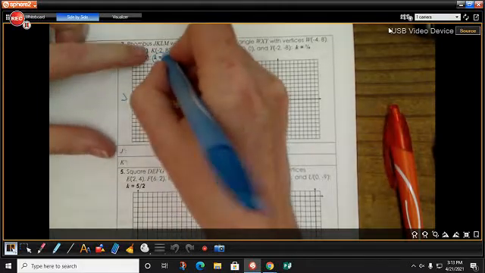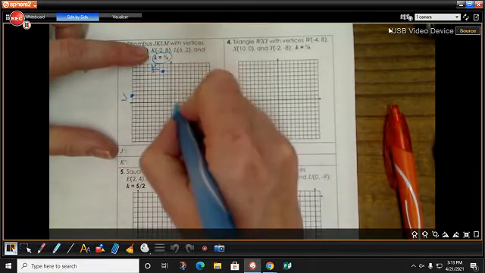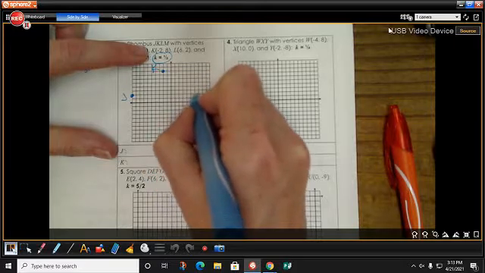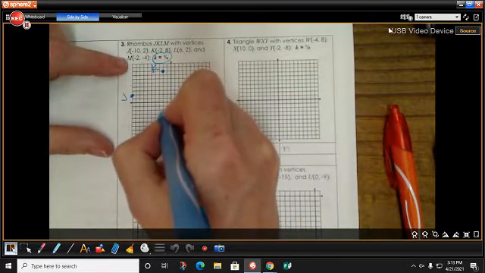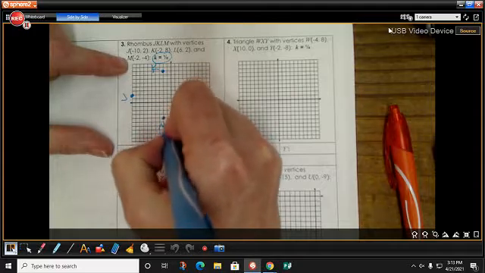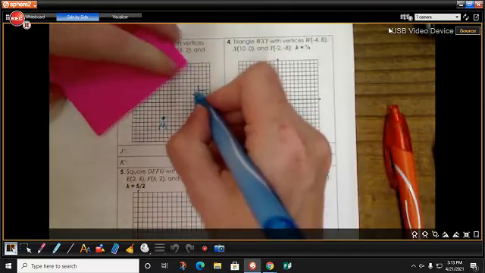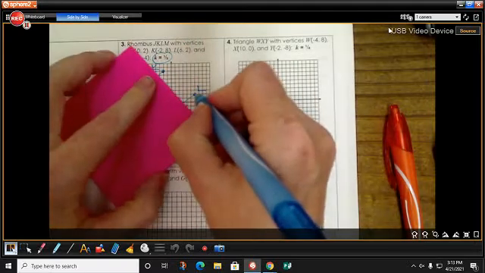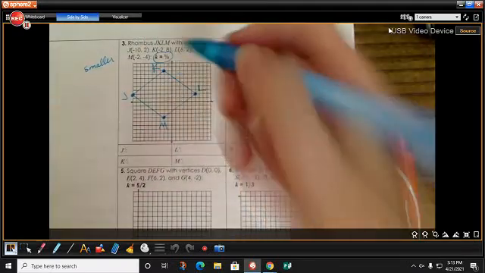J is at negative 10, 2. K is at negative 2, 8. L is at 6, 2. And M is at negative 2, negative 4. So there's JKLM. Should be a rhombus. Let's see if it looks like a rhombus here. That's looking pretty rhombusy to me. Cool. Now let's find the image of this.